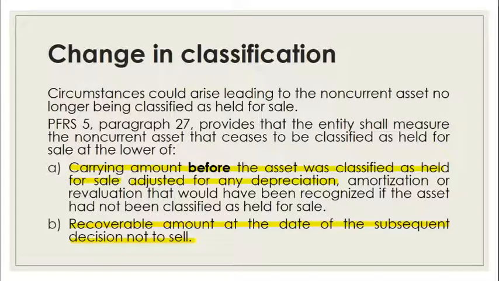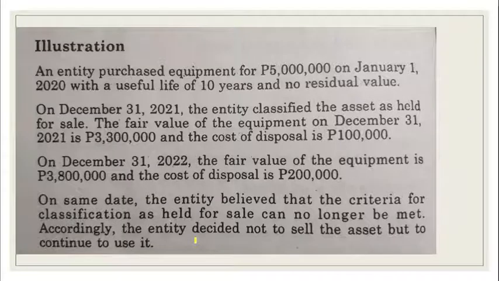So, let's have an example. An entity purchased equipment for 5 million on January 1, 2020 with a useful life of 10 years and no residual value. On December 31, 2021, the entity classified the asset as held for sale. Take note of the dates. After 2 years, the fair value of the equipment on December 31, 2021 is 3.3 million, and the cost of disposal is 100,000.